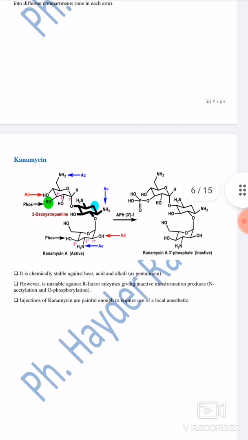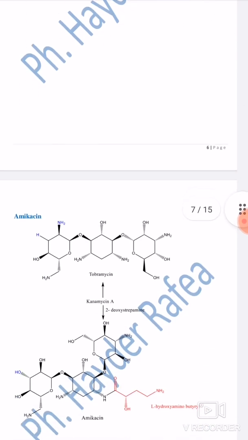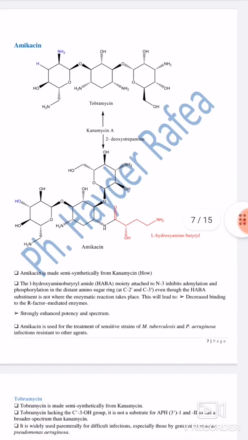Here, the kanamycin, as we see, is chemically stable against heat, acid, and alkali as gentamicin. However, it is unstable against R factor enzymes, giving inactive transformation products by acylation and/or phosphorylation. The injections of kanamycin are painful enough to require use with a local anesthetic. Here it is the amikacin and tobramycin.